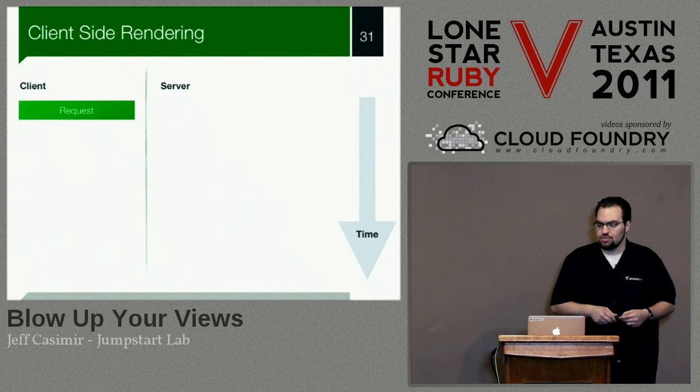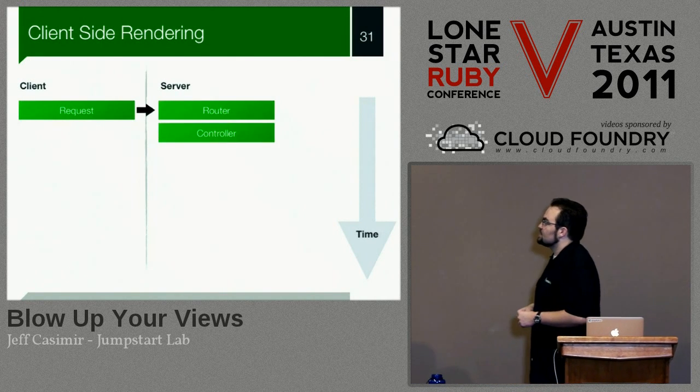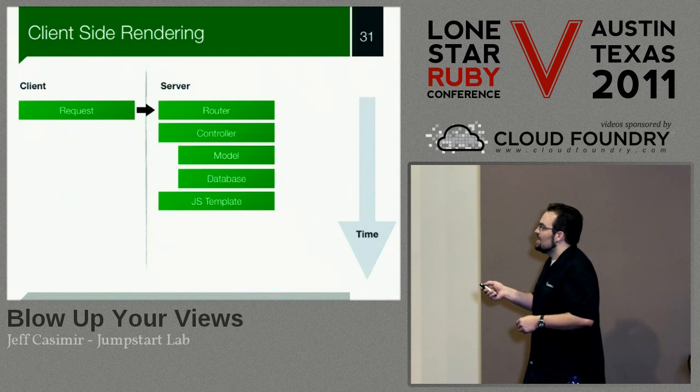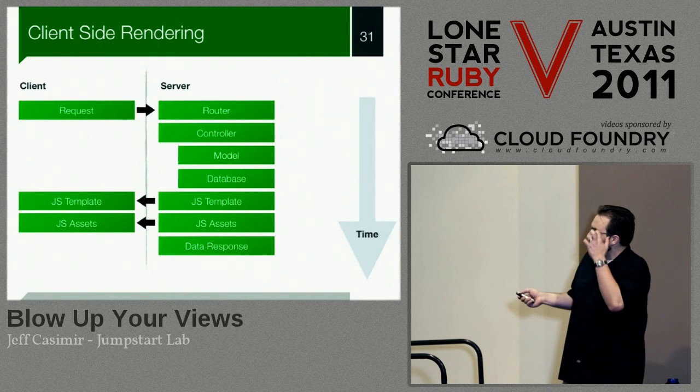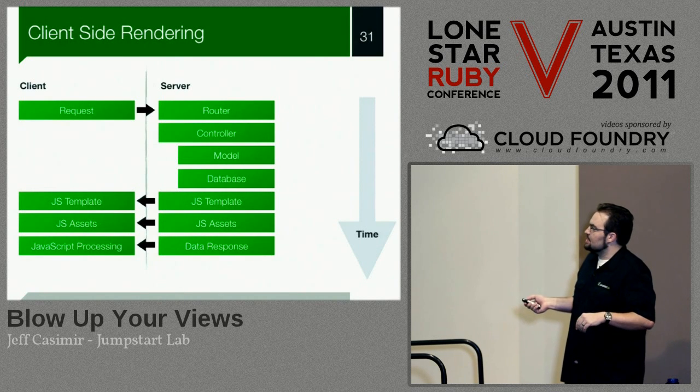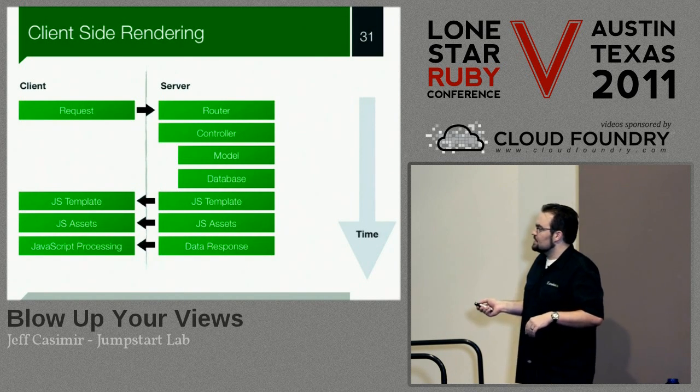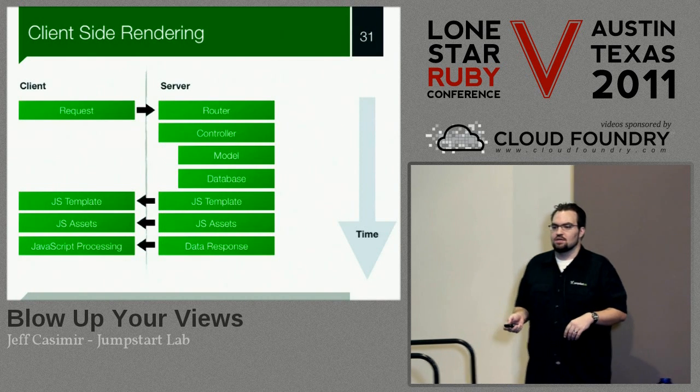What that would allow us to do is something like this. Request, response, router, controller, model, all that's the same. And then, instead of sending them finished HTML, send them a template, send them the assets, send them the data, and then they mix it all together.